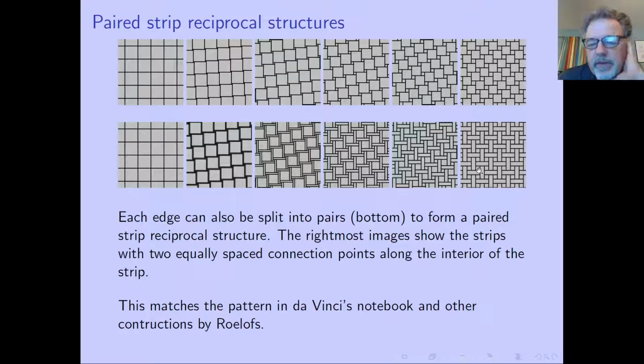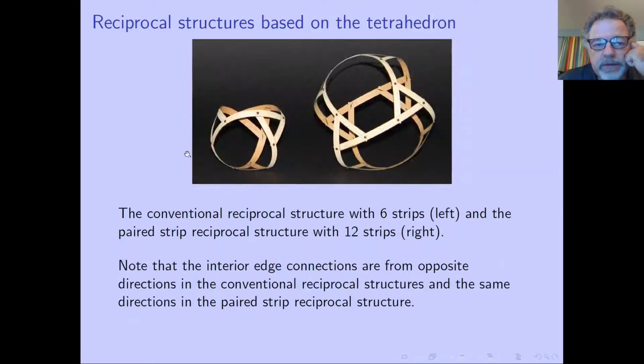So this gives us a way of starting with some kind of reciprocal structure like this, and then just splitting each one of these edges into 2, split that edge along its long axis, and then we can end up with a form that looks like this. And this really matches what we see in Da Vinci's Notebook and other constructions by Rinus Roelofs.